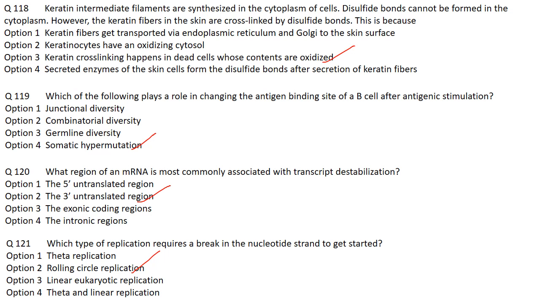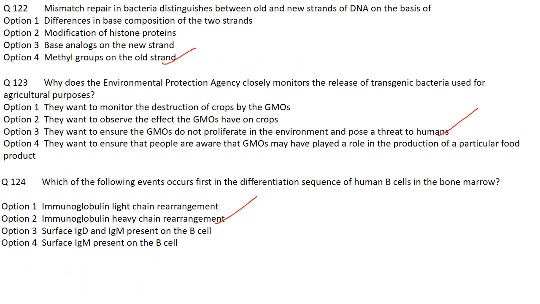Then next one. Which type of replication requires a break in the nucleotide strand to get started? So it is rolling circle replication. Answer is option 2. Mismatch repair in bacteria distinguishes between old and new strands of DNA on the basis of, so it is on the basis of methylation. The parental strand will have the methyl group, whereas the newly synthesized strand will not have them. So answer is option 4, methyl group on the old strand or the parental strand.